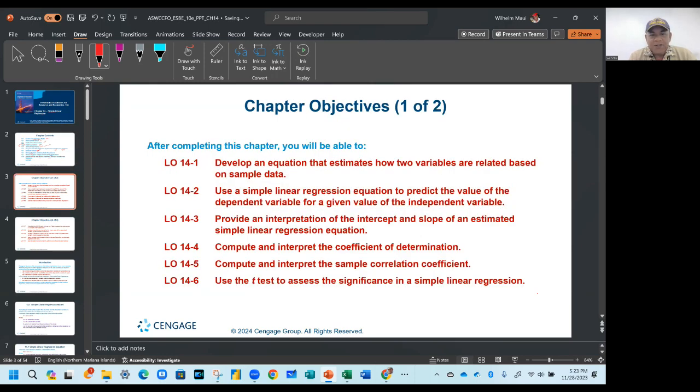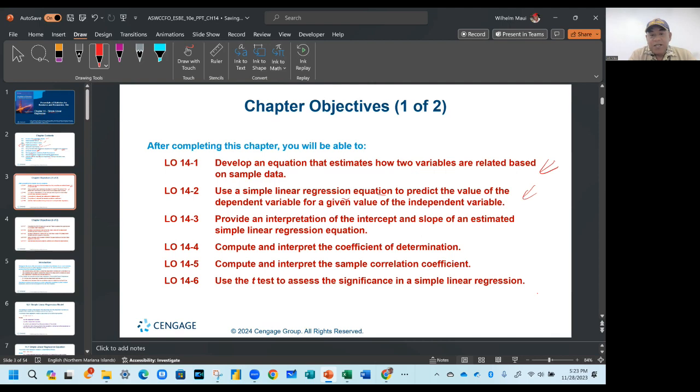So for the objectives, and there's quite a few of them also: develop an equation that estimates how two variables are related based on sample data. And then obviously we're looking at a regression equation in this case. Use a simple linear regression equation to predict the value of the dependent variable. So once you've come up with your estimated equation, how do you use it to predict or estimate values, or predict new values for the dependent variable?